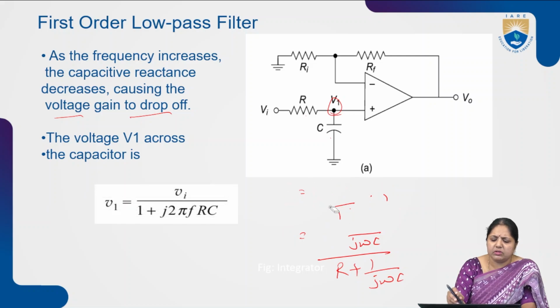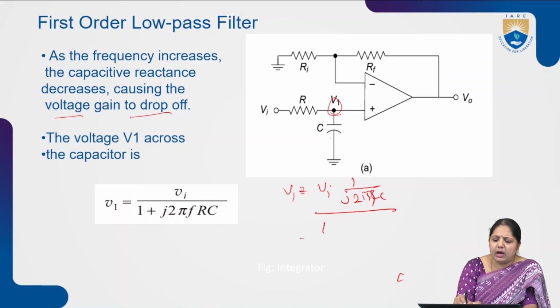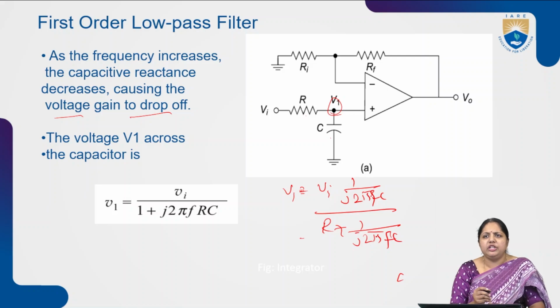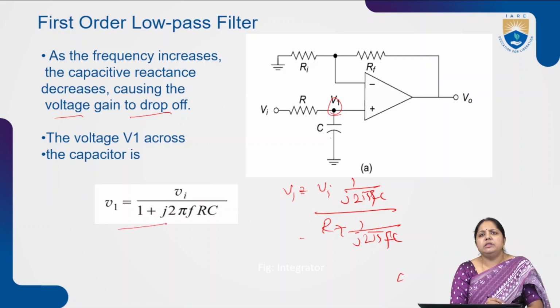First, the voltage at V1. If I simplify this equation, V1 equal to Vi into 1 by j omega, 2 pi f into C, by R plus 1 by j 2 pi f into C. If you do the LCM and the cancellation, the numerator and denominator j 2 pi f C get cancelled, and you will get V1 equal to Vi by 1 plus j into 2 pi f into R into C. After that, we need to find V0.